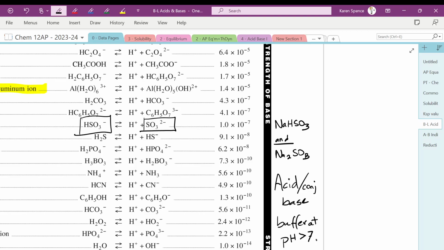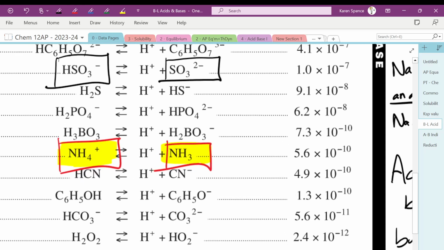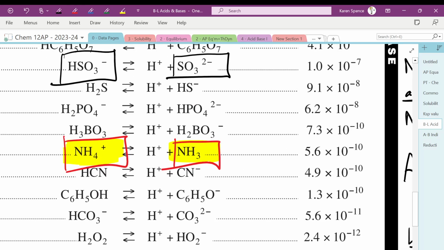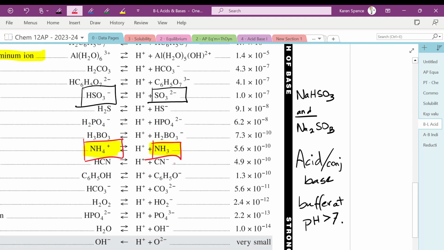So which of these acids could you use along with its conjugate base to buffer at pH greater than 7? Which ones could you use? Alvin. You could use ammonia. And ammonia, absolutely you could. And in that case, you'd be using a weak base. And what would the salt of the conjugate acid be? What could you choose? NH4NO3. Yes. Because you can't make a salt of NH3. NH3 is a neutral compound all on its own.